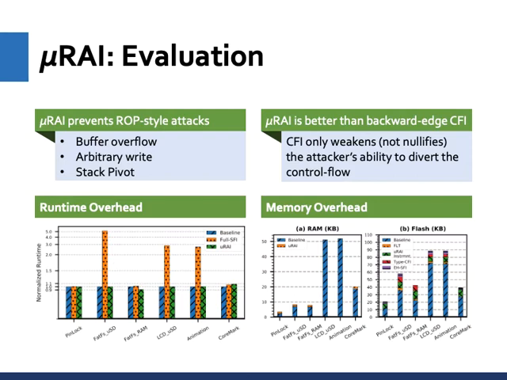In terms of runtime and memory overhead, MuRai is also excellent, as shown in these diagrams. The green bar is for MuRai, and compared to the no-protection baseline, the overhead is negligible. So in conclusion, MuRai is a security mechanism able to prevent control flow hijacking attacks targeting backward edges by enforcing the return address integrity property on MCUs.